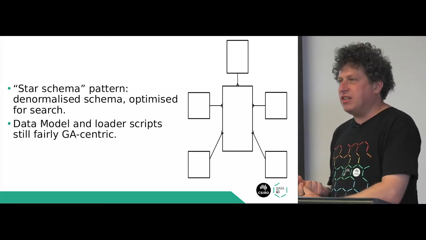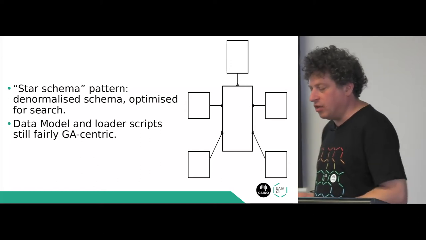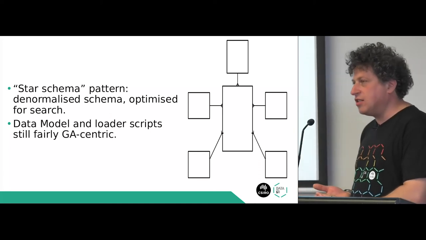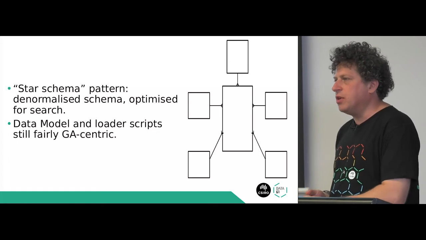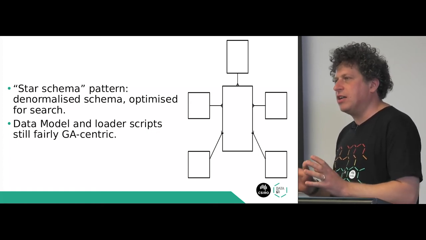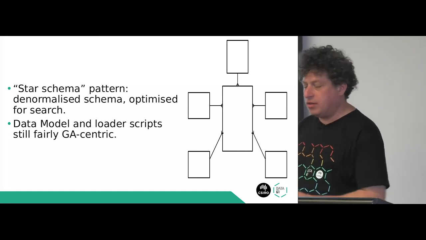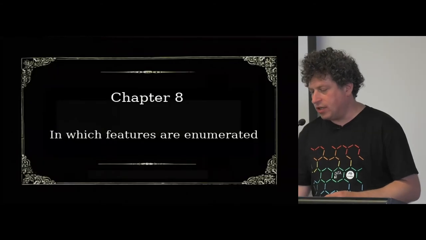The important thing is to get nice fast searches, which we have, so it's working really well. The data model and the Lotus strips are still fairly GA-centric. If and when we get other jurisdictions on board, I'm looking forward to being able to really break that metadata down into what's core and what is archive specific. It's all coming along quite nicely.